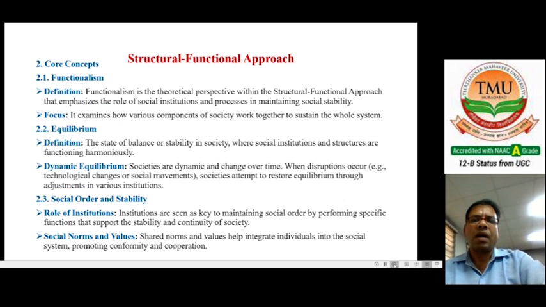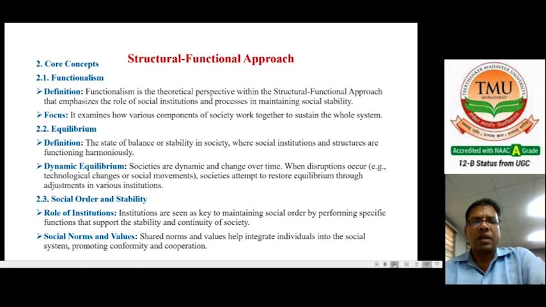The next concept of the structural functional approach is called the core concept. When we're talking about the core concept, that is functionalism. Functionalism is the theoretical perspective within the structural functional approach that emphasizes the role of social institutions and processes in maintaining social stability, and this is also a kind of functionalism. The focus is on examining how various components of society work together to sustain the whole system, and that is equilibrium.